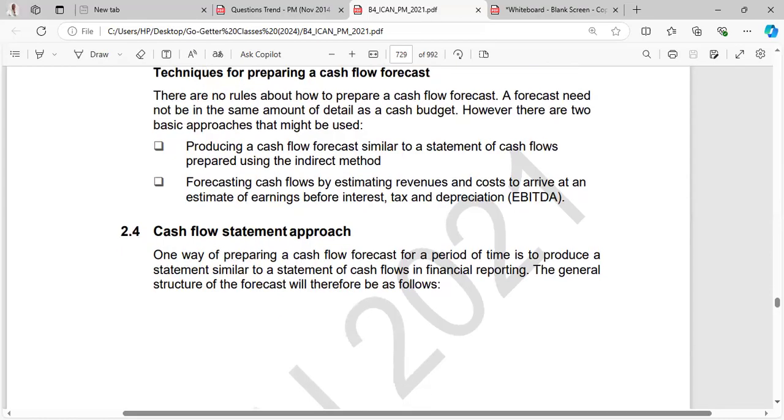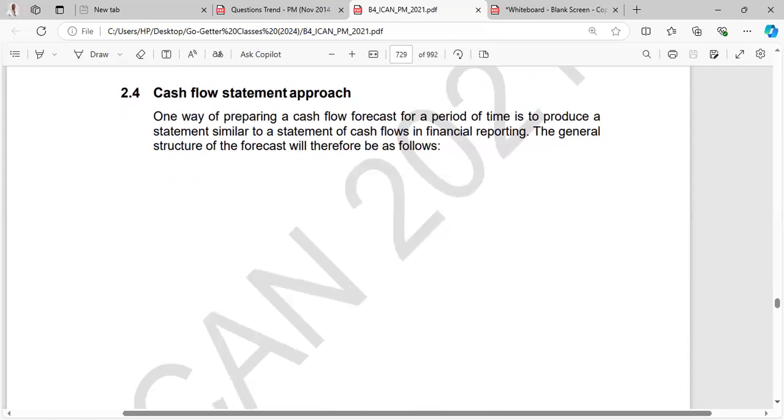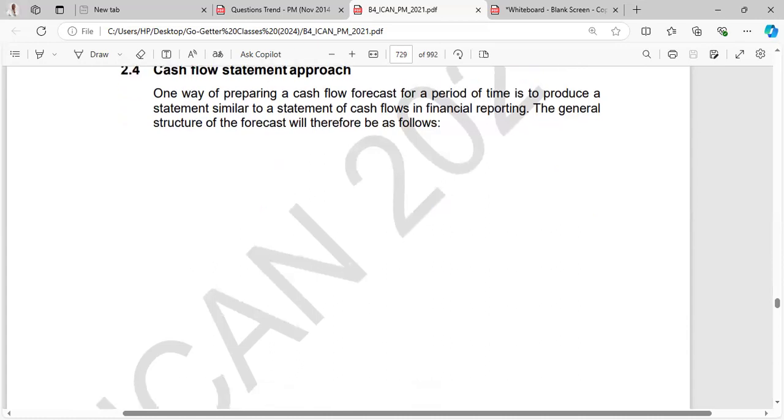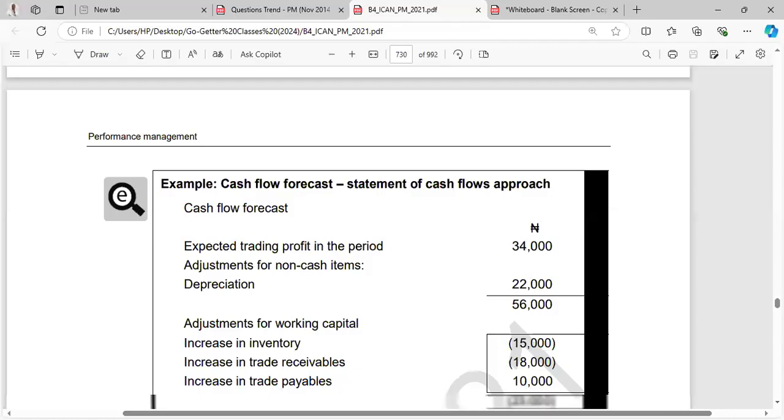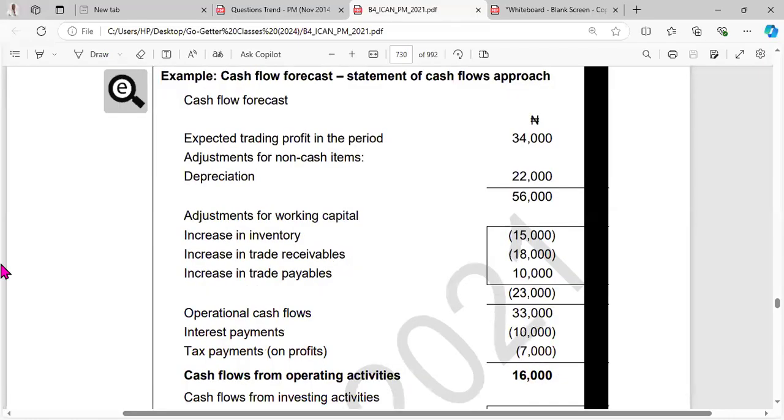All right, let's look at the cash flow statement approach. One way of preparing a cash flow forecast for a period is to produce a statement similar to the statement of cash flow. Now, this is how the general structure will be like. So this is what I was saying before. The expected trading profit or loss in the period. Then you adjust for non-cash items, those items that do not require cash.